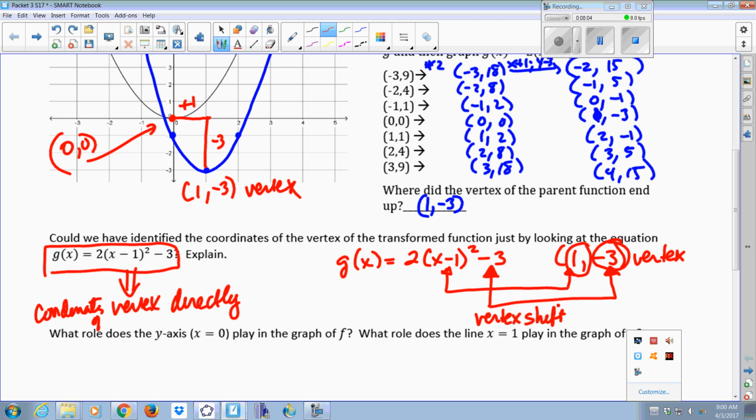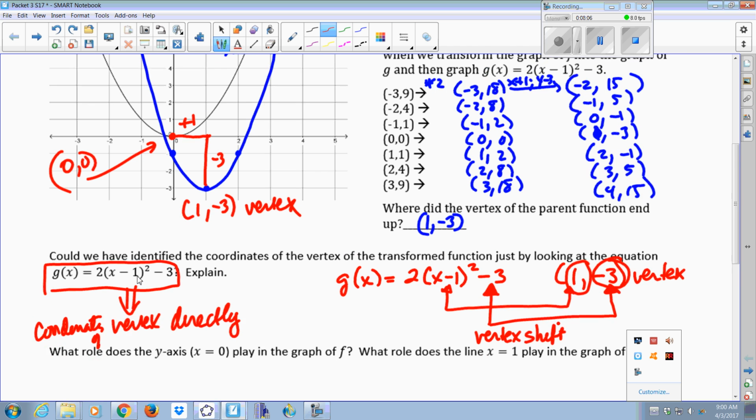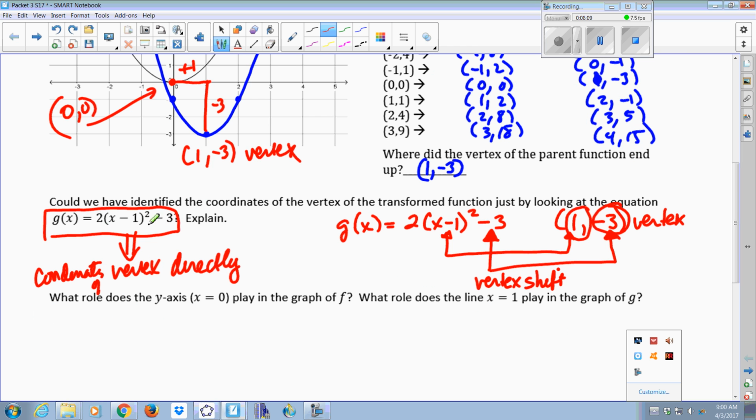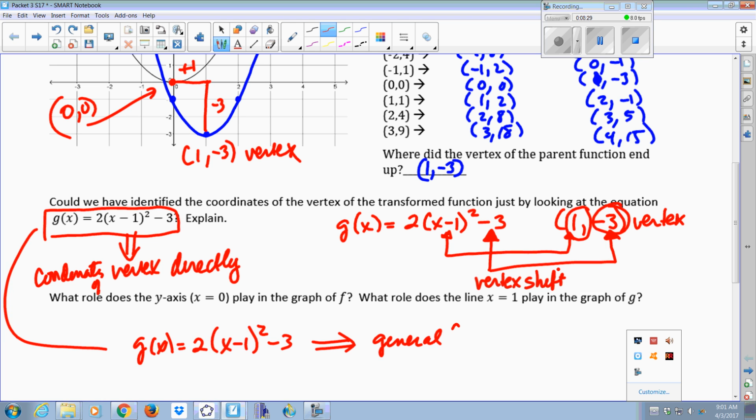I want to write out what this function's equation would be if we multiplied it all out and put it in polynomial form, a general form. So if we took this function g of x and multiplied it out, we want to put it in what's called the general form. I like to call it polynomial as well. So we want it to look like this: g of x equals ax squared plus bx plus c.